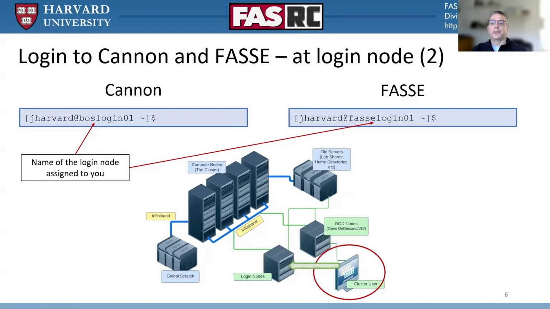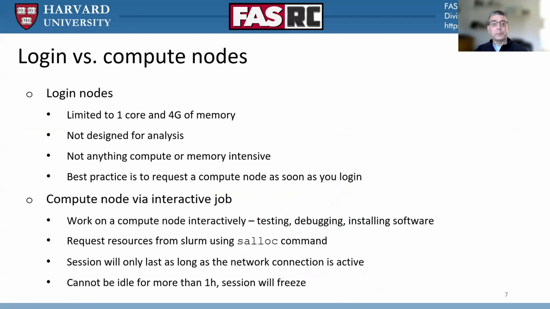This just goes through the process that we just went through. So the reminders here, the login nodes are limited. Don't try to run anything with more than 1 core or 4 gigs of memory. Your job won't run or it will be killed. Don't do any analysis on the login nodes. No compute or memory. Basically, you just want to log in there, and that gives you access to the scheduler to get onto the compute nodes.